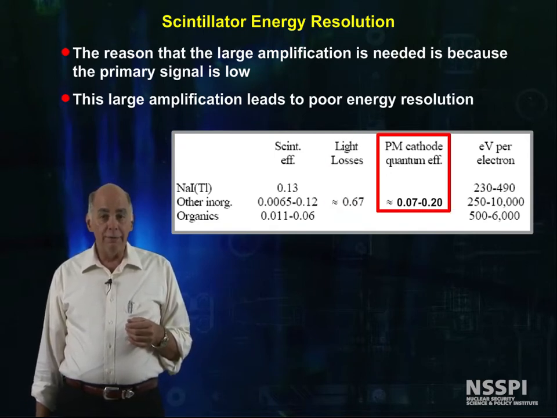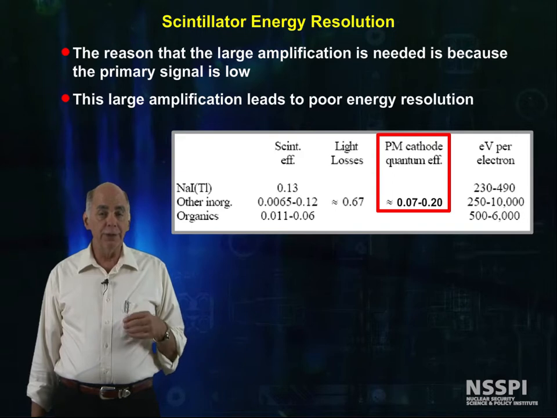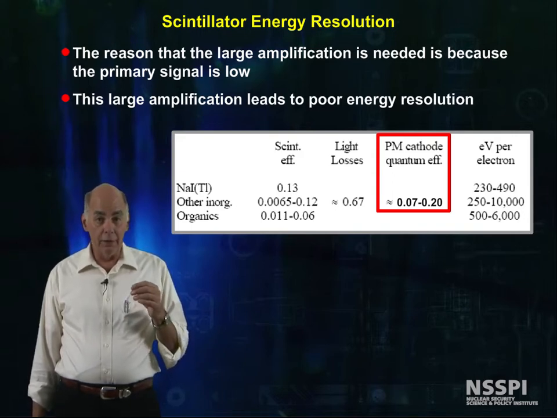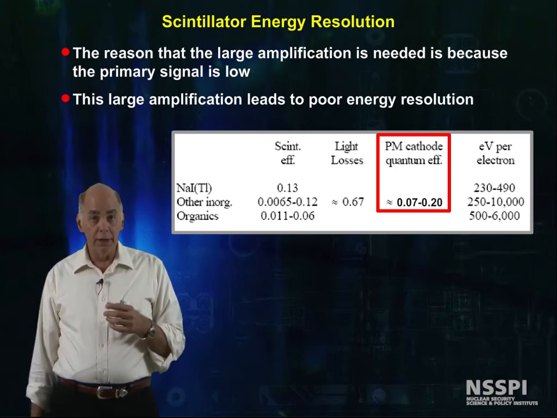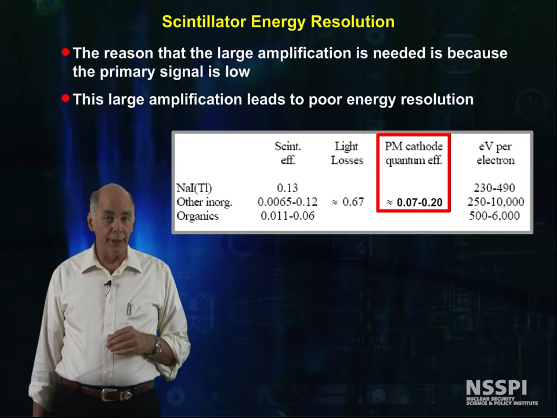The quantum efficiency, which is the frequency in which the light hitting the photocathode is converted back to an electron, is on the order of 7 to 20%.